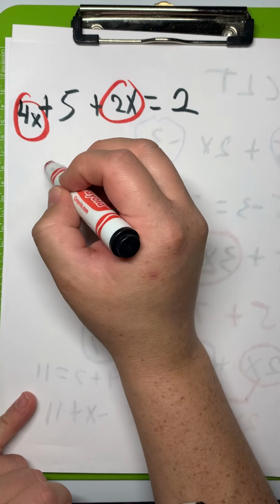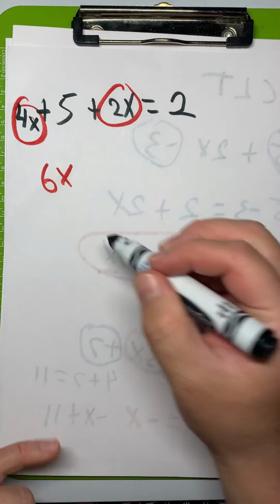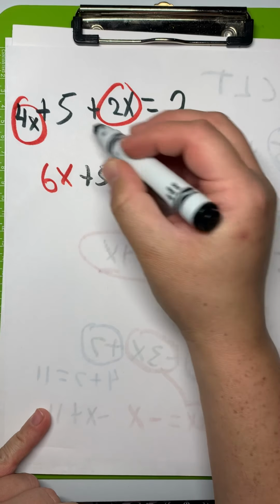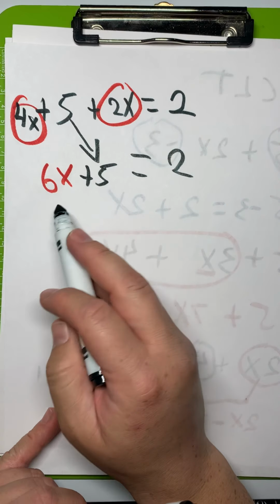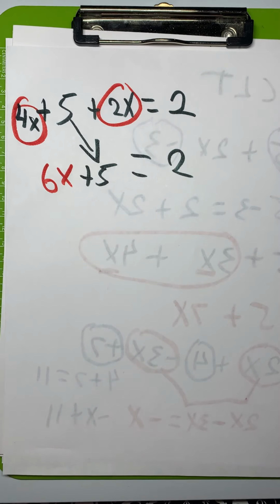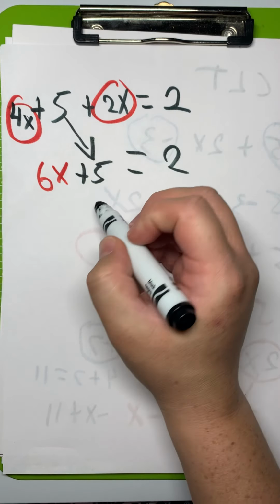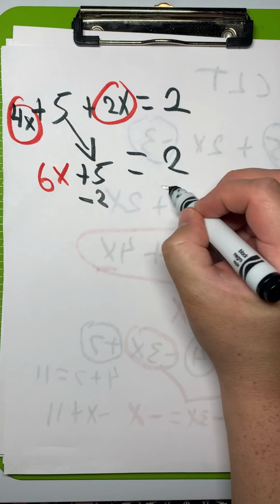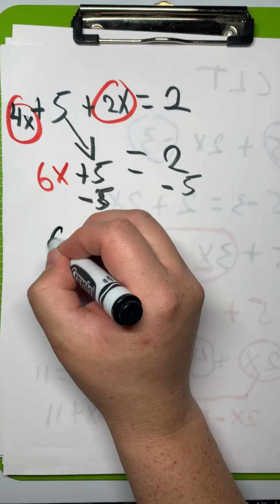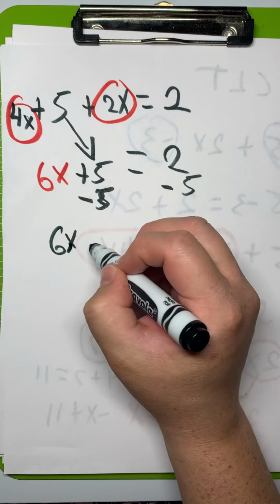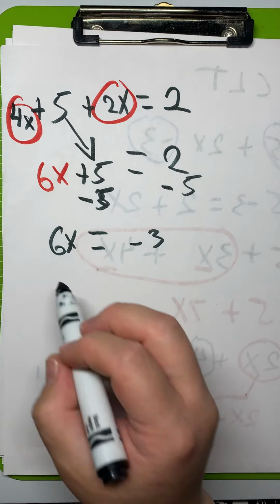4x plus 2x, here you have 6x, right? You do nothing with the 5 because nothing's combined with it. You're still left with the 5. The 5 got brought down. You keep your equals 2. Now we can solve this equation like we have been solving all the other equations. At this point, make sure you always start with what's furthest away. Minus 5, minus 5. Keep the 6x equals 2 minus 5 is a negative 3.